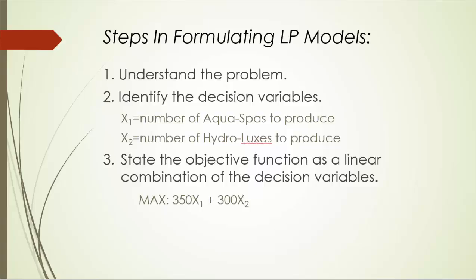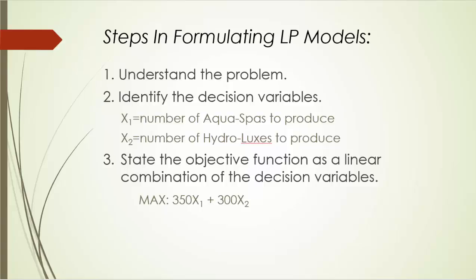There are two decision variables: number of aqua spas to produce and number of hydrolaxes to produce. Let's call the former x1 and the latter x2. Of course, feel free to choose your own name for each of the decision variables, such as x and y.